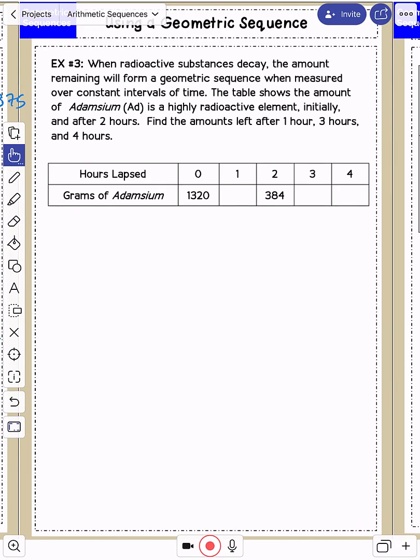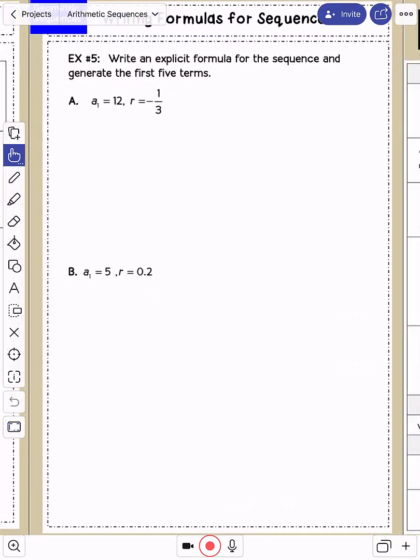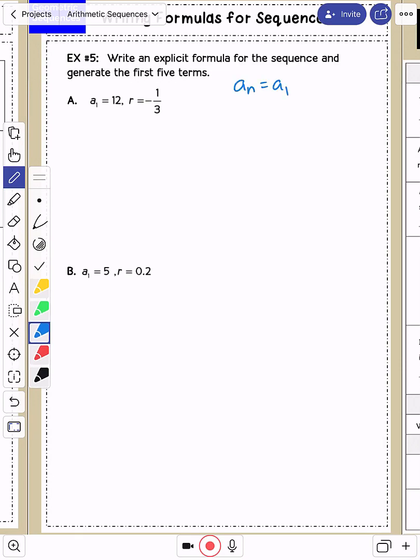All right, I'm going to leave this to do together because it's a word problem. So we already talked about that because I had it slightly out of order. All right, so let's do a little bit more though, writing explicit formulas. So remember that a sub n equals a1 times r raised to the n minus 1. So plug in: a sub n is equal to 12 times r, which is minus 1/3, raised to the n minus 1.